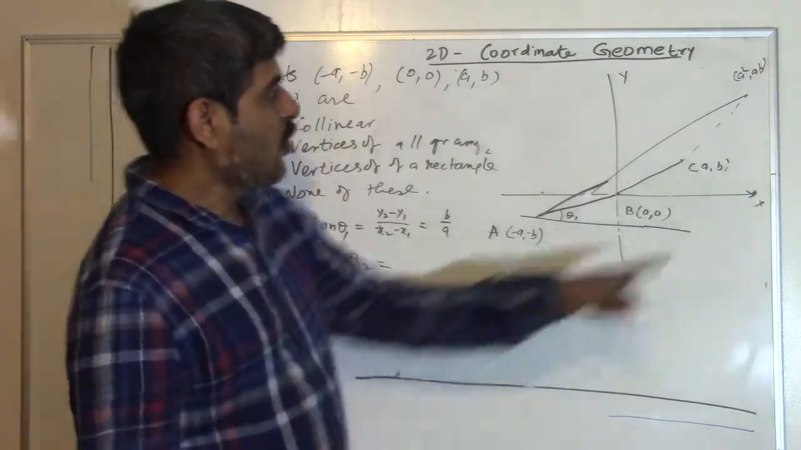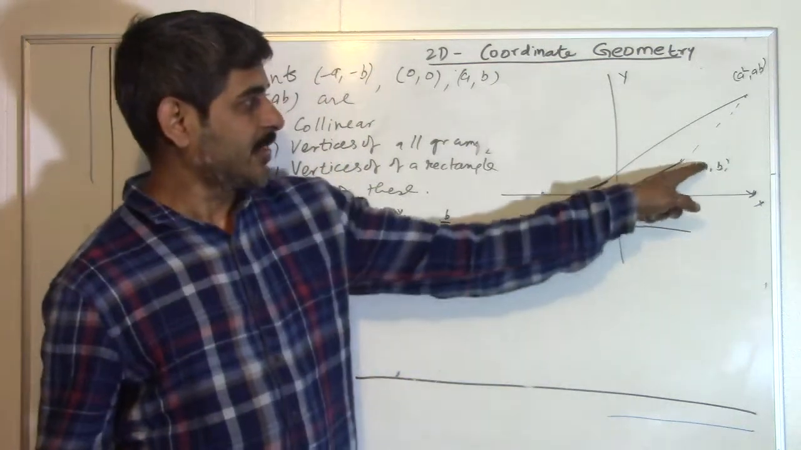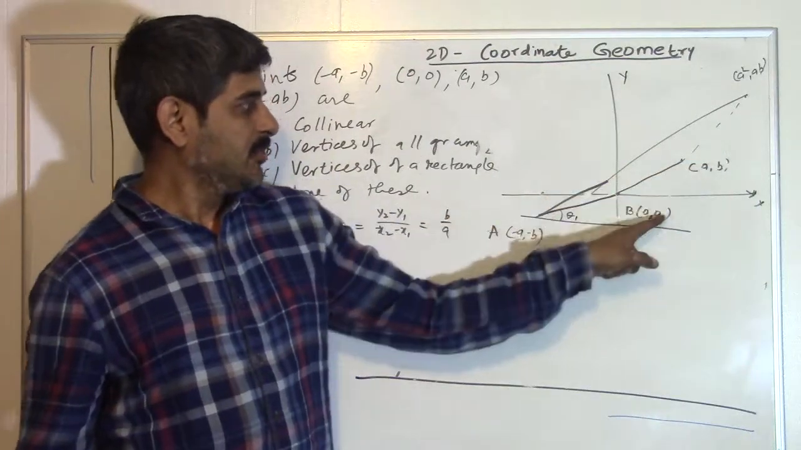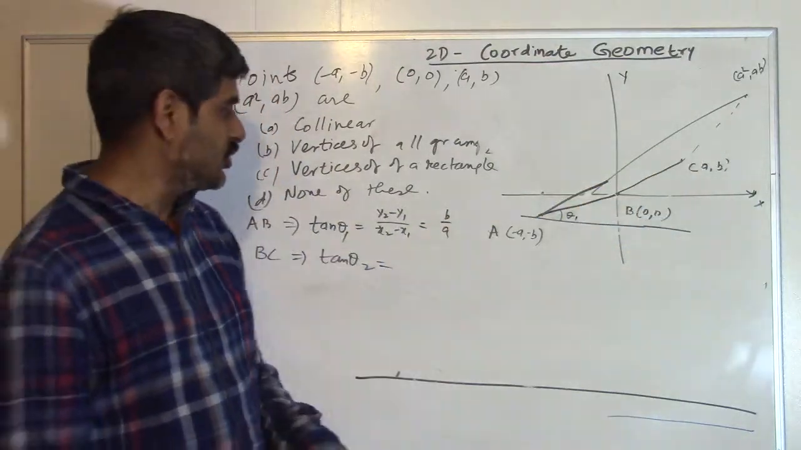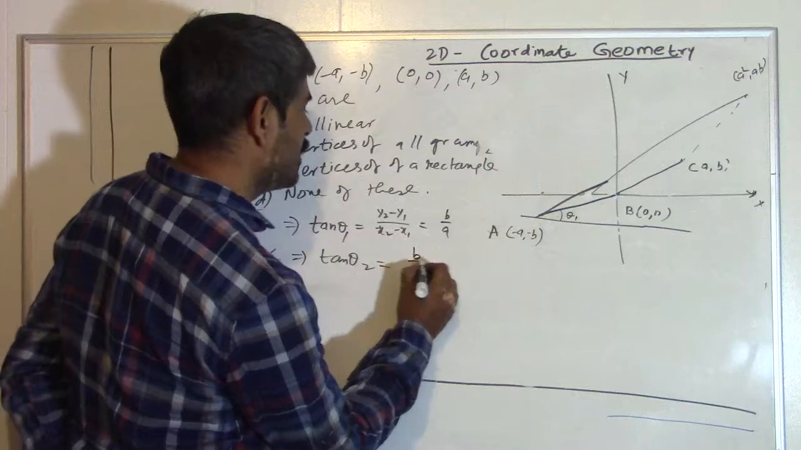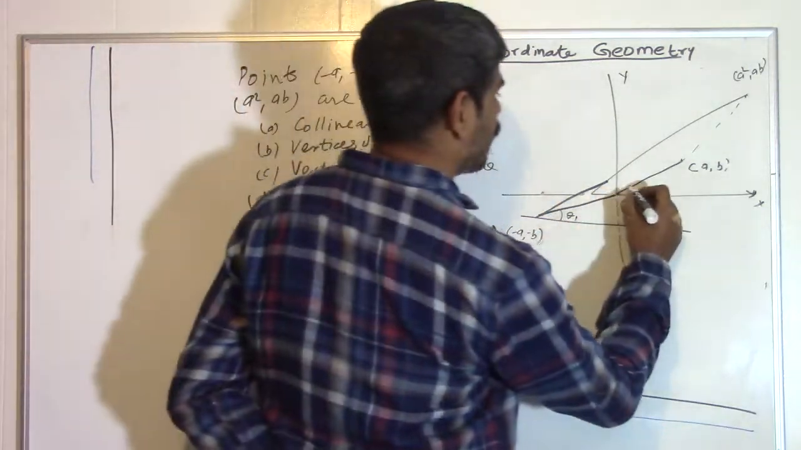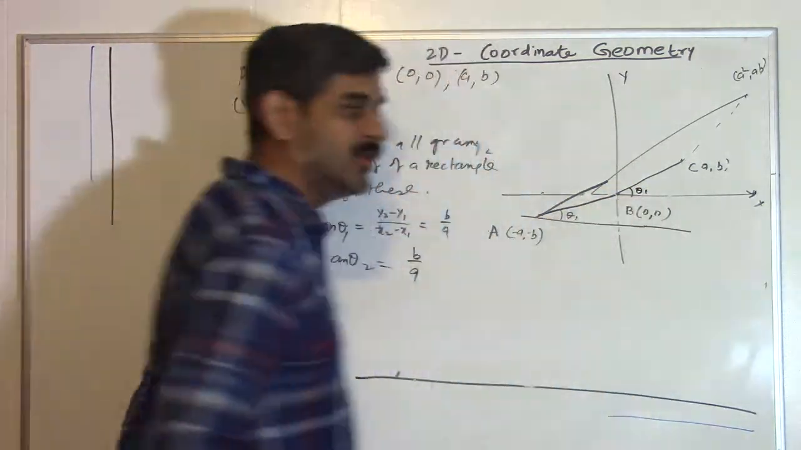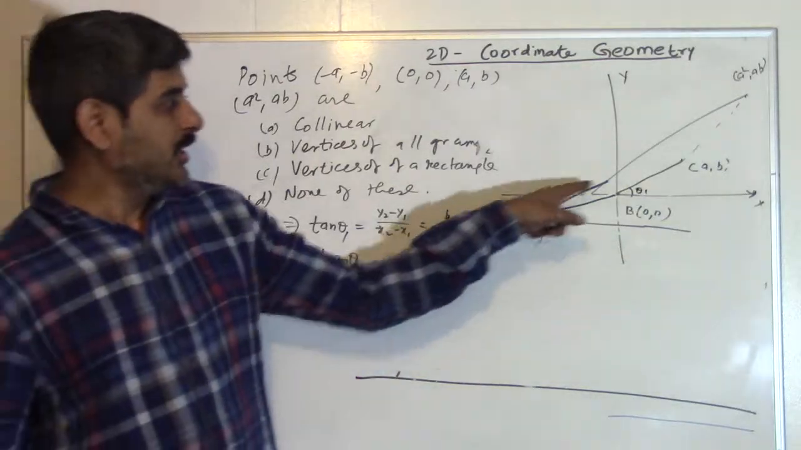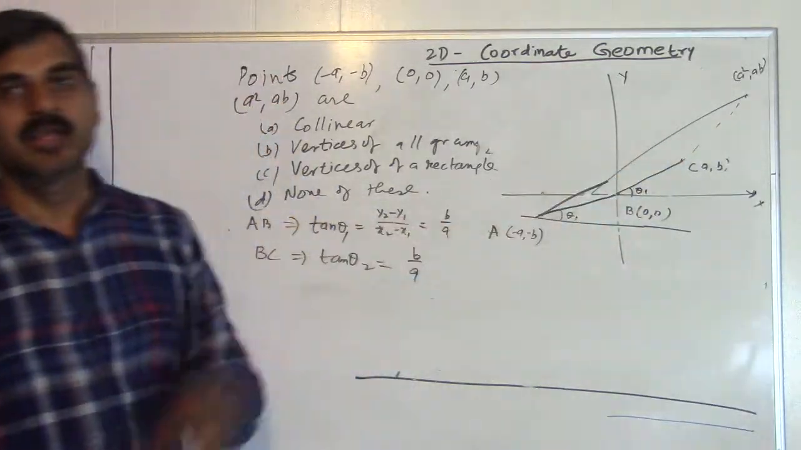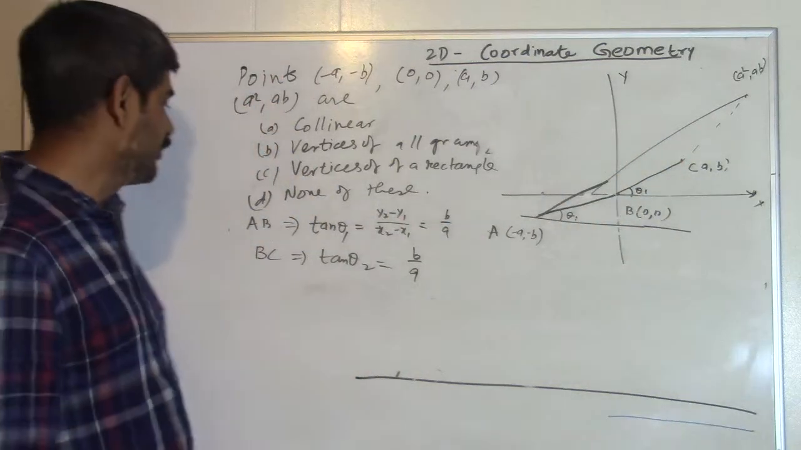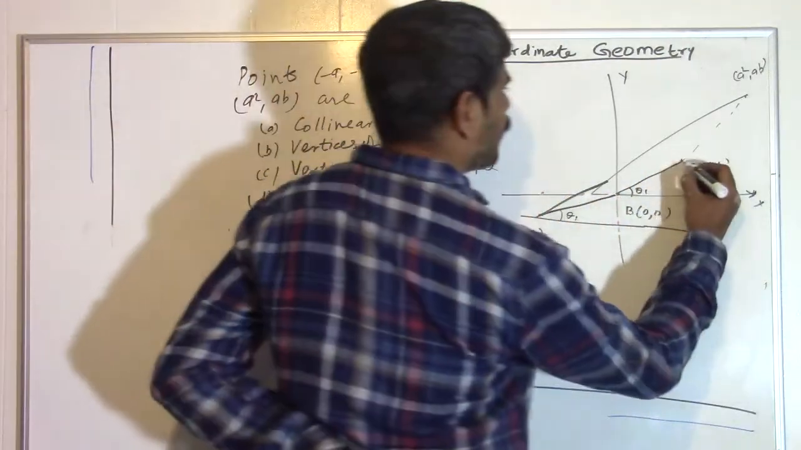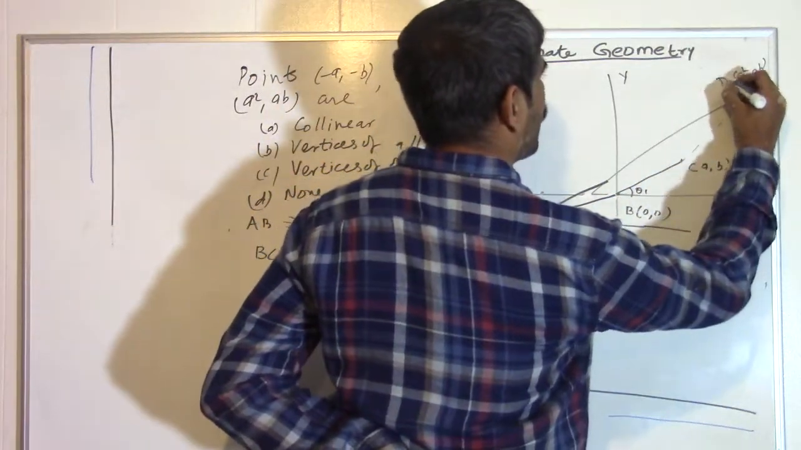Again, that is y2 minus y1 divided by x2 minus x1. B minus 0 divided by a minus 0. This is going to be b by a. Which means this angle theta 1 and theta 2 are equal. What does that mean? These points A, B, C are in the same line. Now let us check this point C and let's call it point D.